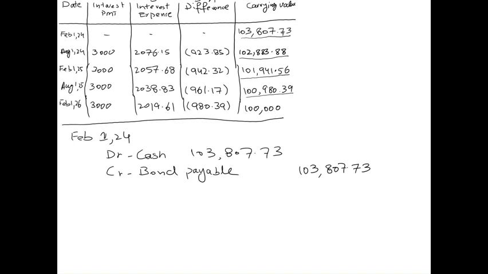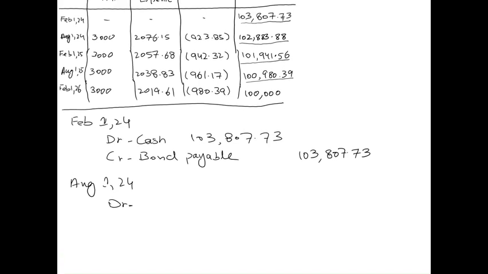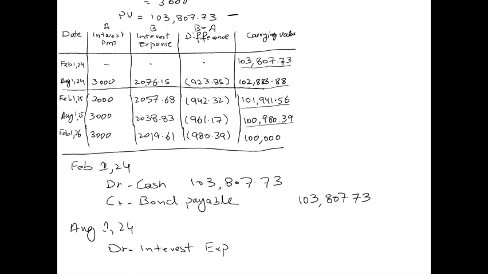The other type of entry that you might be asked to do is maybe we'll do the entry for the first interest payment. So that will be August 1st, 24. And the entry will be debit interest expense. And for August 1st, your interest expense will be this amount, 2076.15.